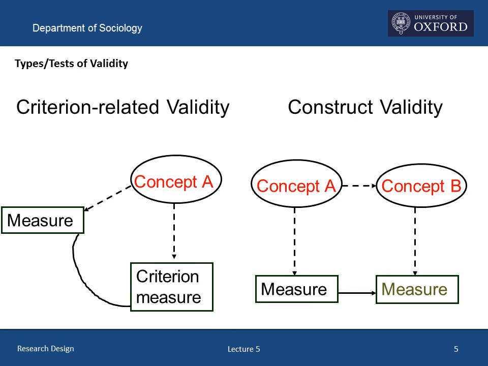Now let's turn to construct validity. This is a much more hazardous enterprise, and depending on how things turn out, the conclusion that you can draw may be ambiguous. The starting point here is a well-established theory that leads one to believe that concept A is predictive of concept B. We have a tried and tested measure of concept B, and we're interested in evaluating the validity of a proposed measure of concept A.